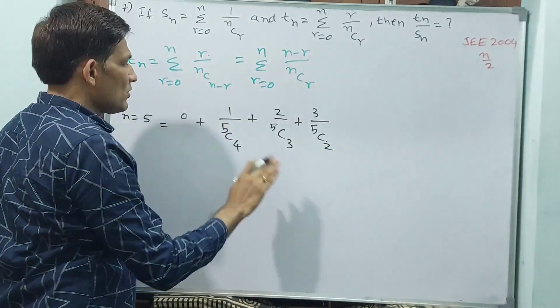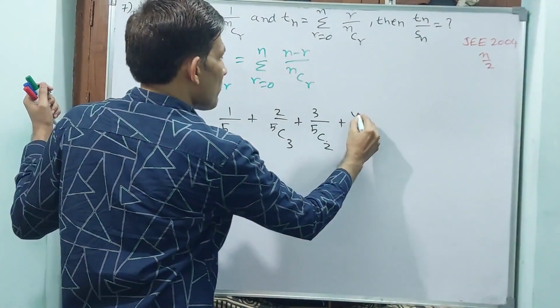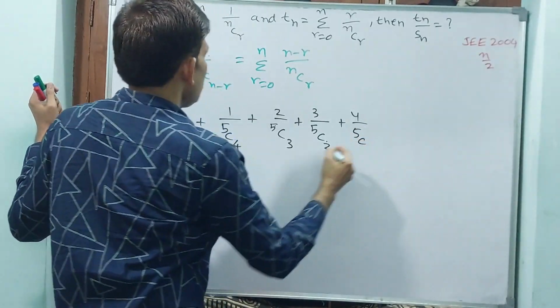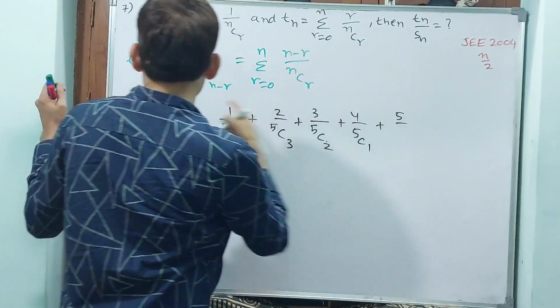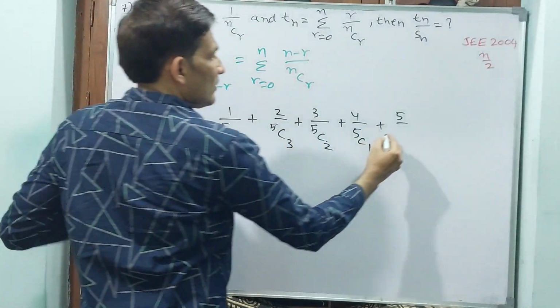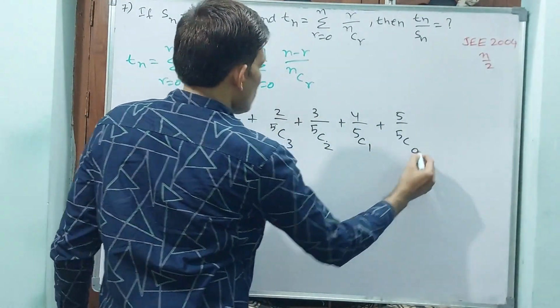5 minus 2, 3. Okay. 5 minus 2. Okay. Plus 4 by 5C1. See, when 4 is there, 1 will come. Plus 5 by 5C0. Why? Because up to 5 we are going, 5C0 will come. Okay.